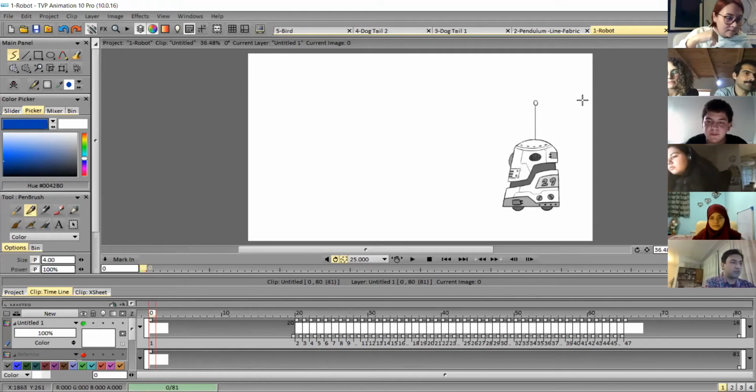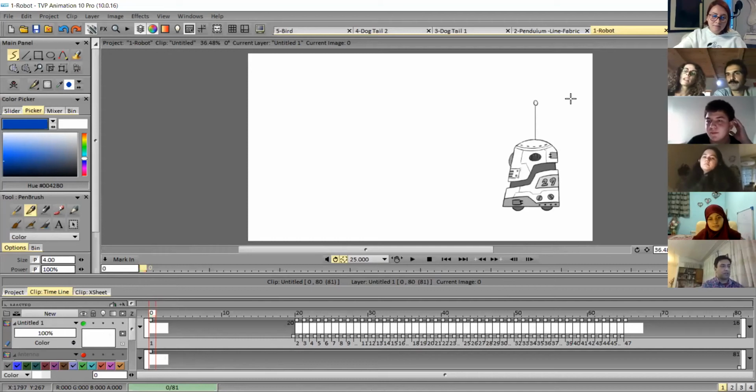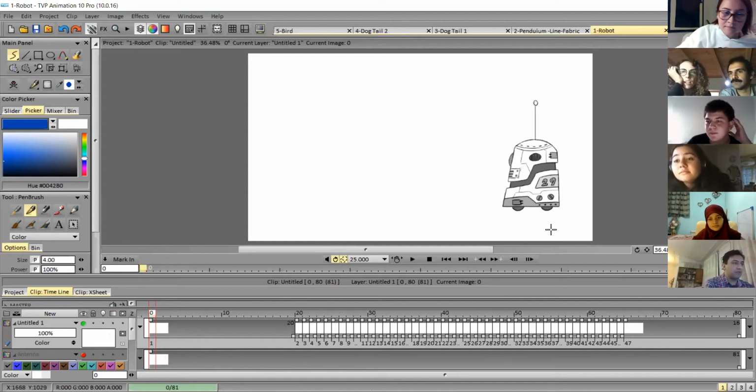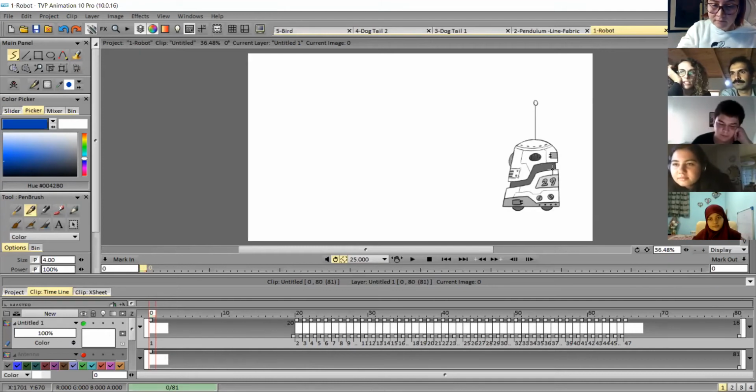Okay, if I want to explain overlapping action and follow through, look at. Eğer ben üst üste binen ve takip eden aksiyonları açıklamak istersem.